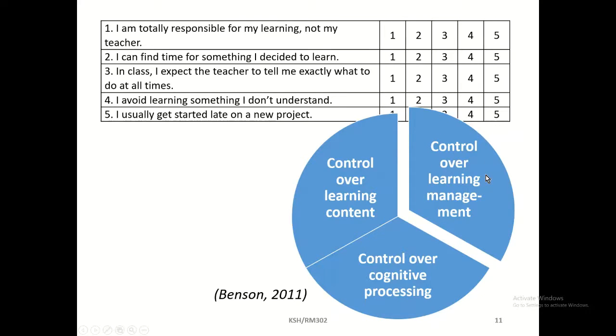Benson, 2011, proposes 3 dimensions of learner autonomy, as shown in this pie chart. Once again, it is the literature that tells us whether or not our instrument can adequately measure the concept, that is, our instrument has enough content. This is the end of part 2.